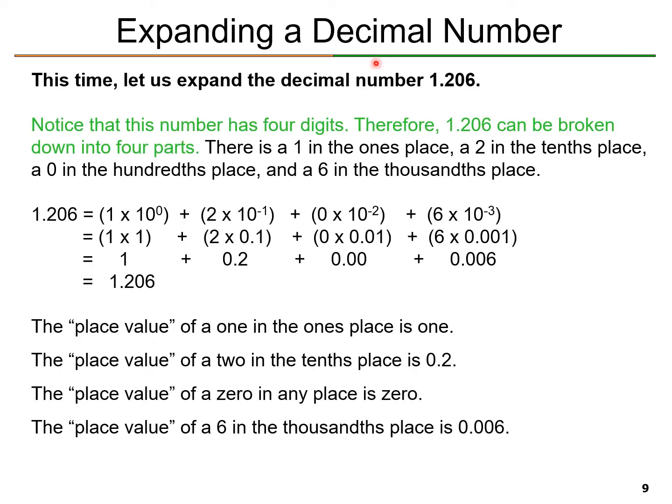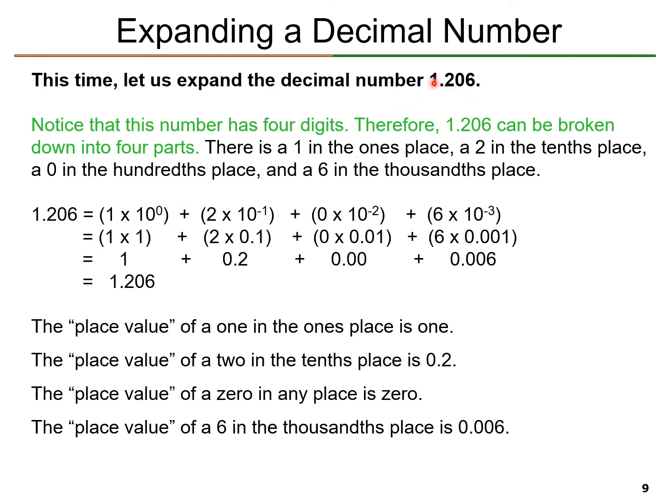Now let's expand a decimal number. This time we're going to expand the decimal number 1.206. Notice that this number has 4 digits: 1, 2, 3, 4. Therefore, it can be broken down into 4 parts: the 1 in the ones place, a 2 in the tenths place, a 0 in the hundredths place, and a 6 in the thousandths place. So how do we represent this number in expanded form?